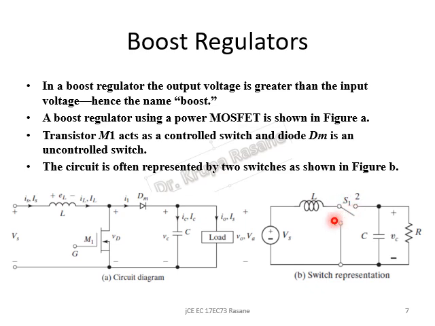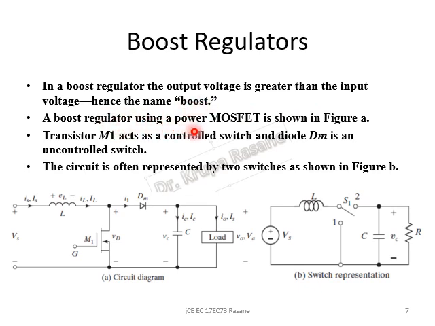So when it connects to 1, it means the switch M1 is on. When it connects to 2, the diode DM is on. And it also signifies two modes of operation: one, when the switch is in this position, and two, when the switch is in this position. So in a boost regulator, the output voltage is greater than the input voltage, hence the name boost.